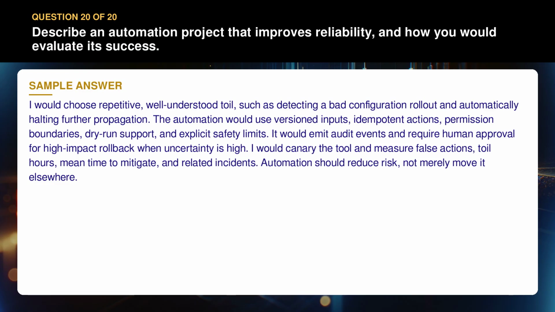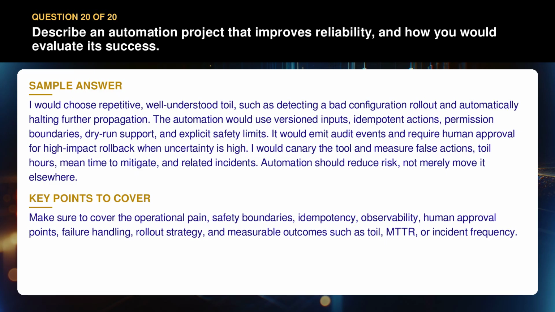I would canary the tool and measure false actions, toil hours, mean time to mitigate, and related incidents. Automation should reduce risk, not merely move it elsewhere. Make sure to cover the operational pain, safety boundaries, idempotency, observability, human approval points, failure handling, rollout strategy, and measurable outcomes such as toil, MTTR, or incident frequency.